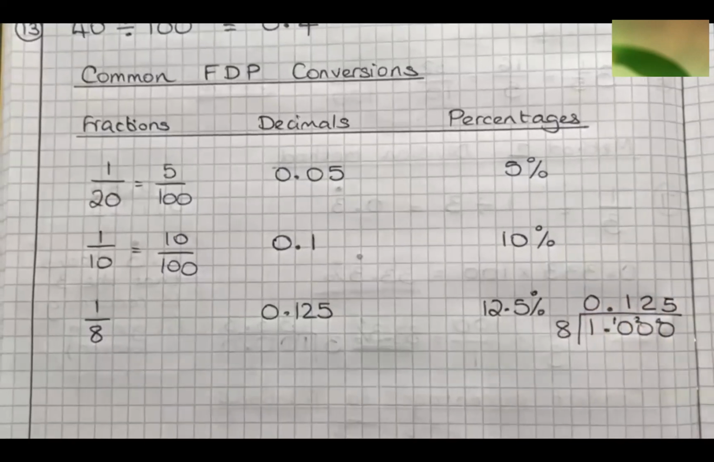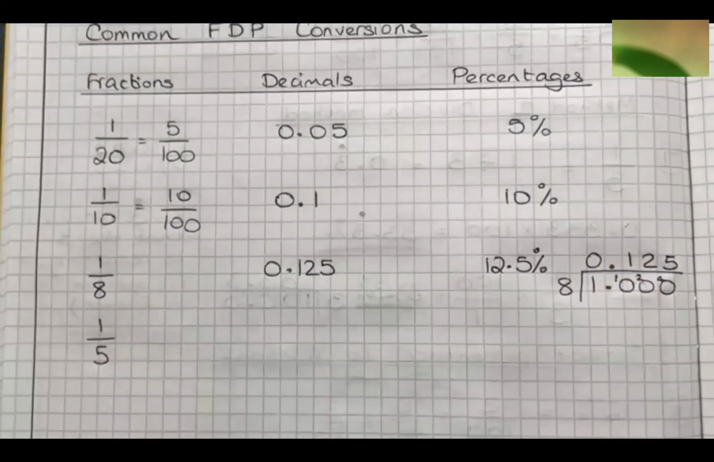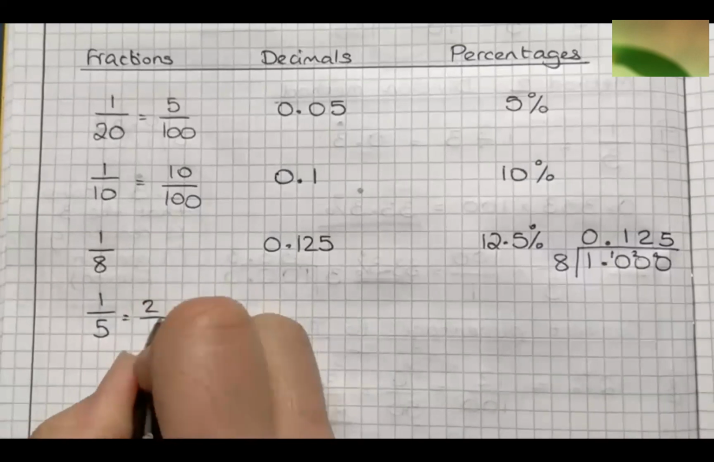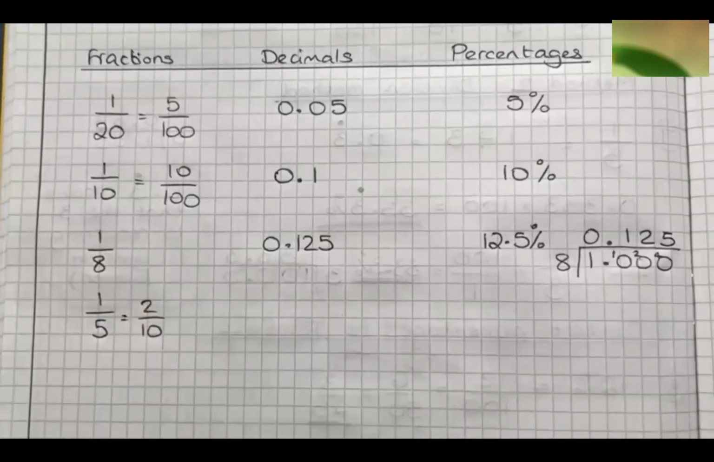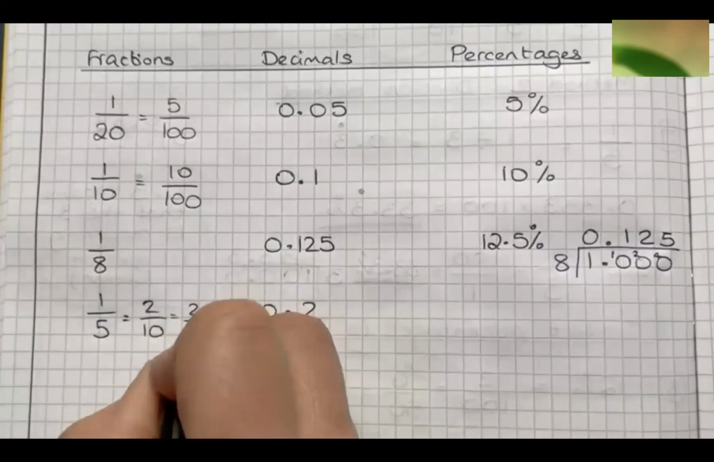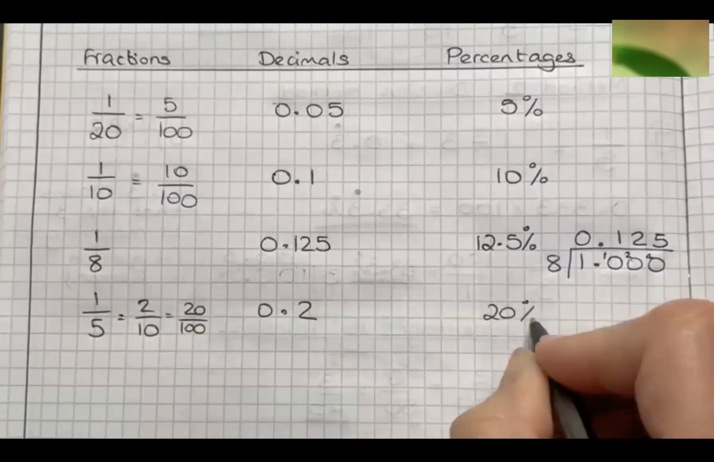12.5%. If I look at 1/5 now, I can write that as 2/10. I've got the number 2 in the tenths column. That gives me my decimal. And 20/100 is going to give me my 20%.